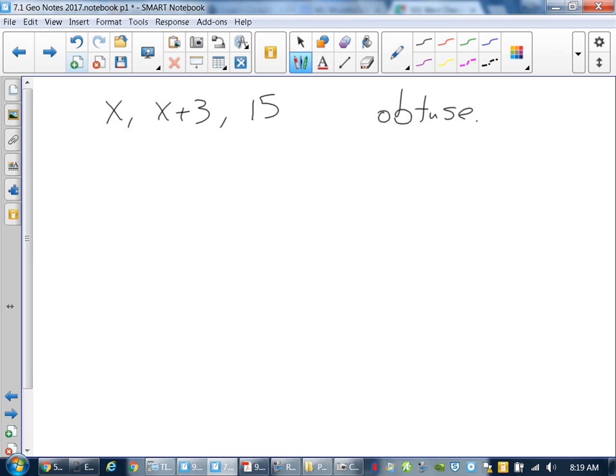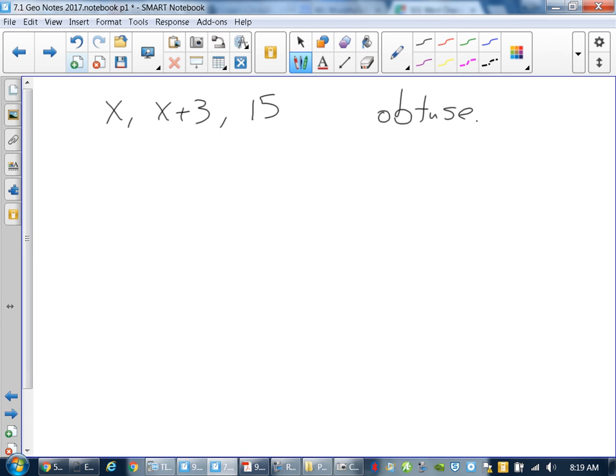Now, instructions on a lot of these things will say that the longest side will be the given integer. The given integer here is 15. So you can automatically know that that is playing the role of c. Okay? Now, we're looking at it to be obtuse again, so we do the exact same thing we just did.